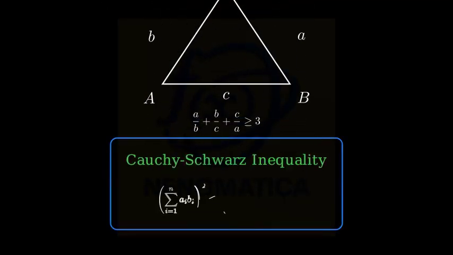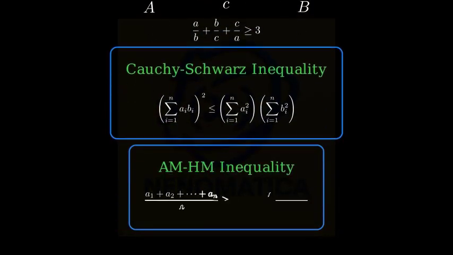To prove this inequality, we can apply the Cauchy-Schwarz inequality. This inequality states that the square of the dot product of 2 vectors is less than or equal to the product of their squared lengths. Another useful inequality is the AM-HM inequality, which states that the arithmetic mean of positive numbers is greater than or equal to their harmonic mean. This is a direct consequence of the AM-GM inequality we saw earlier.